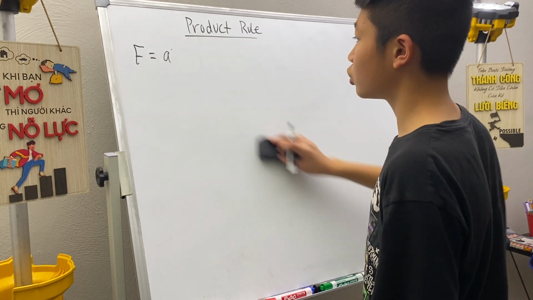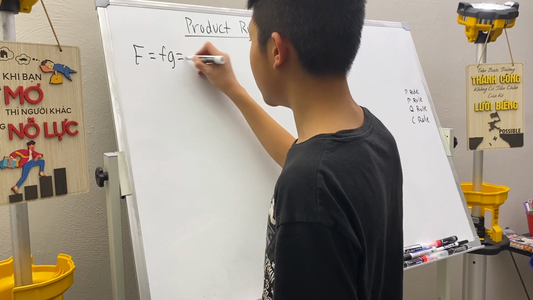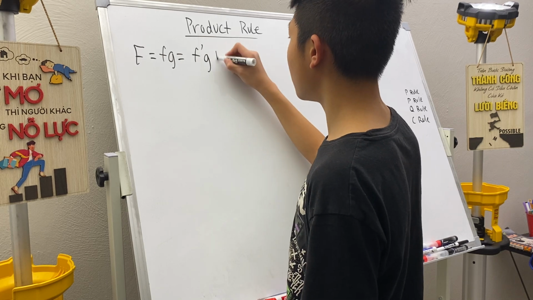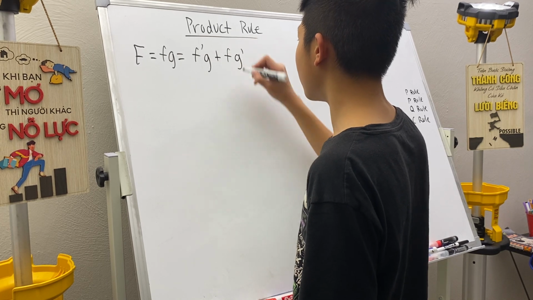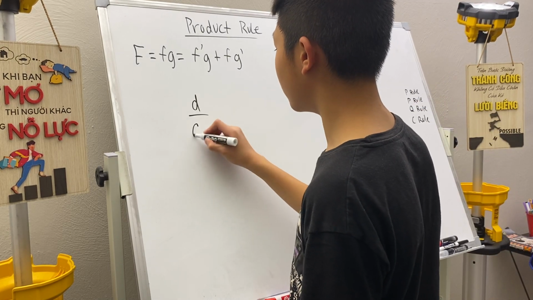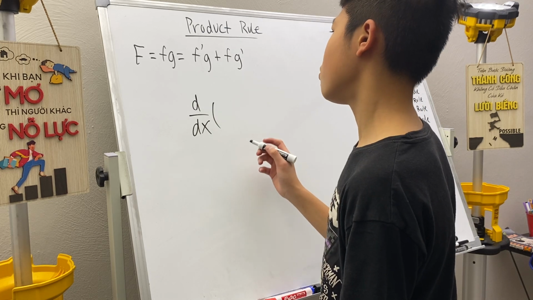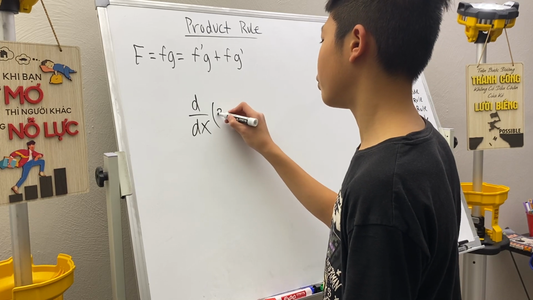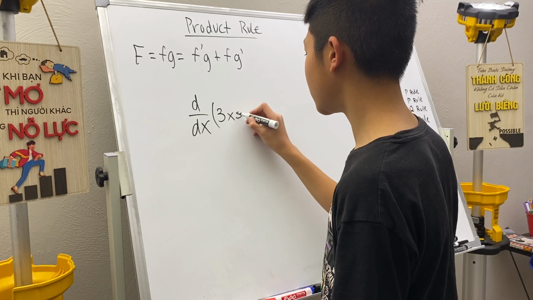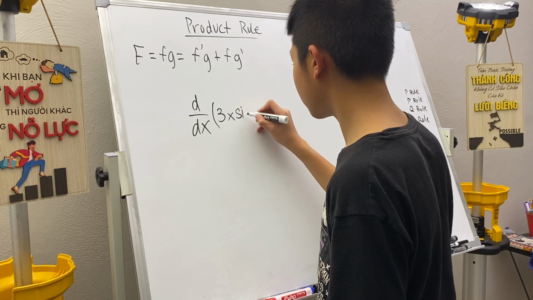No. That's what, f and g. f and g is equal to the derivative of f times g plus f times the derivative of g. So let's say, an example, the derivative of 3x sine x. 3x sine x. Yeah.